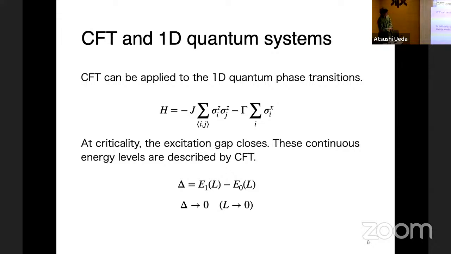This CFT can be applied as long as the sum of the spatial and time dimensions is 2, so we can also apply it to 1D quantum systems. For example, this is the transverse field Ising model in one dimension. It goes through a quantum phase transition at J equals gamma. At criticality, when you move gamma in the parameter space, the excitation gap from the ground state to the first excited state closes, and these continuous energy levels are described by CFT, conformal field theory.